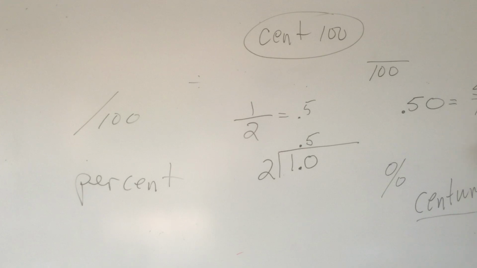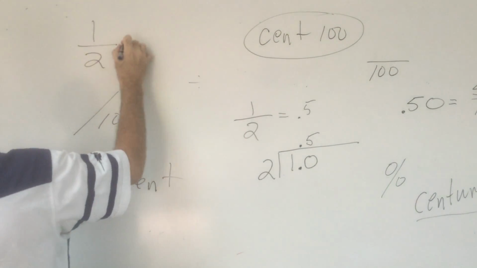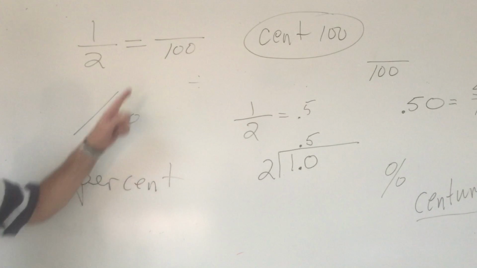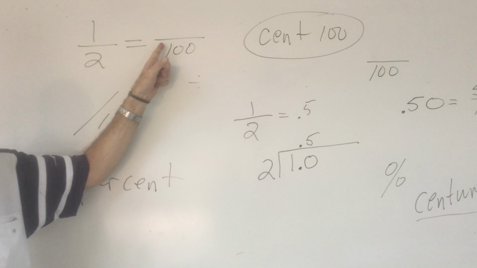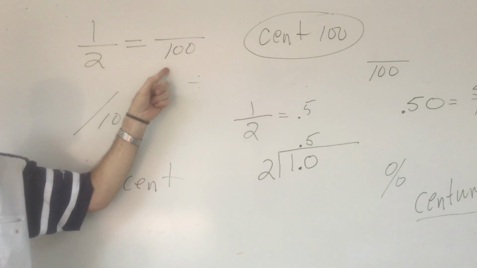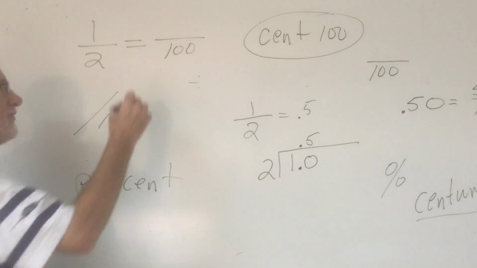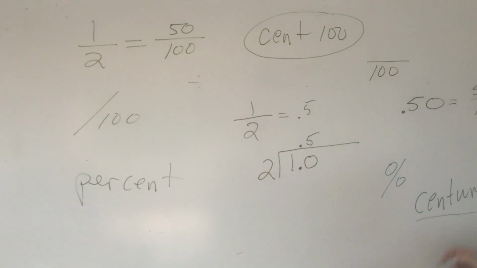So you're changing the denominator to 100, right? So what you're doing is you're saying 1 over 2, you're changing it to 100, aren't you? See that? So what did I multiply 2 by to get 100? 50. What's 50 times 1? 50. How else can you do it?